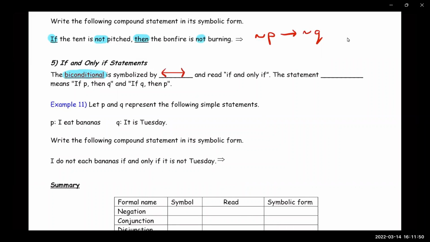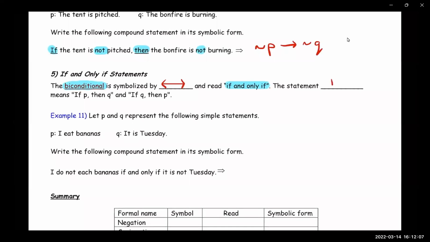And it's read "if and only if." So whenever you see the statement "if and only if," you always want to include the two-sided arrow. The statement means if P then Q, and if Q then P. Oh, okay, so if you do the two-sided arrow, that means it works both ways. If P then Q, and also if Q then P.